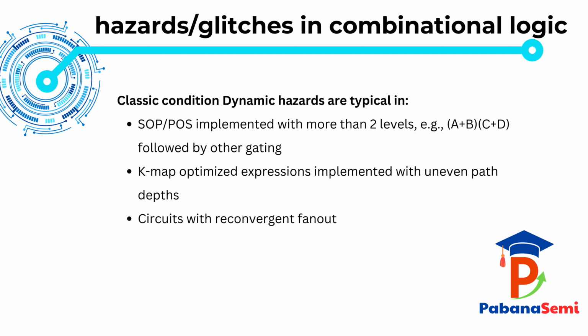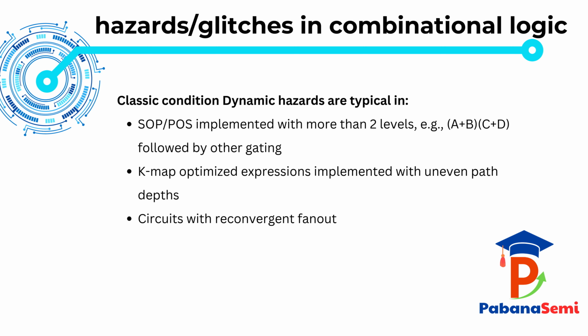Another common case is K-map optimized expressions. Even though the logic is minimized logically, the physical implementation may have uneven path depths. Some signals may pass through 2 gates, others through 3 or 4. That delay imbalance can create multiple transitions at the output.